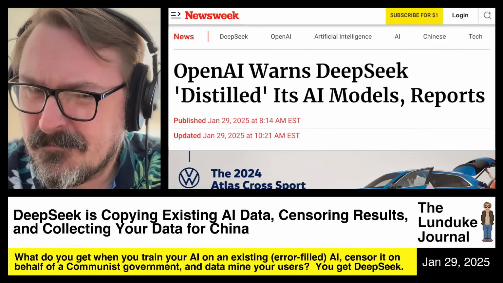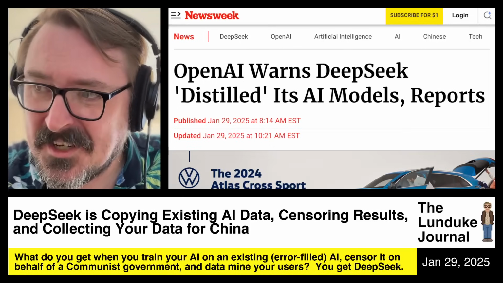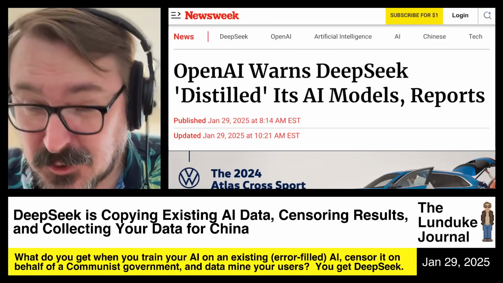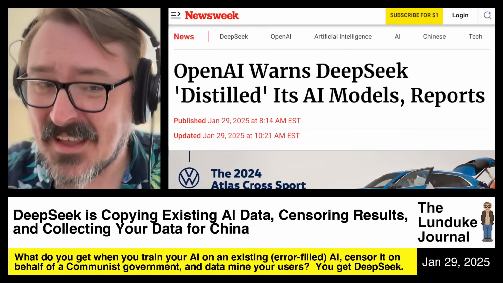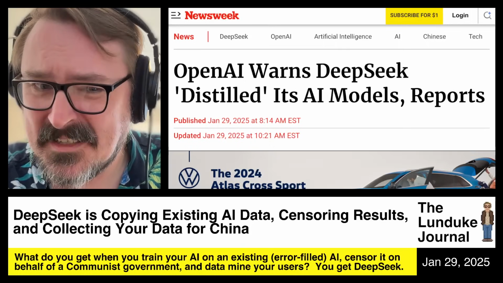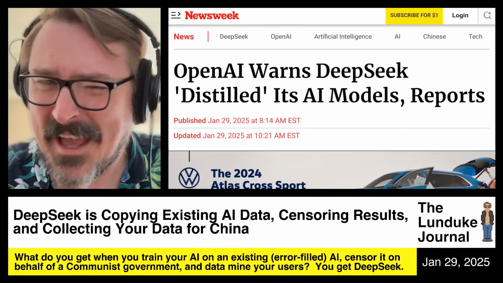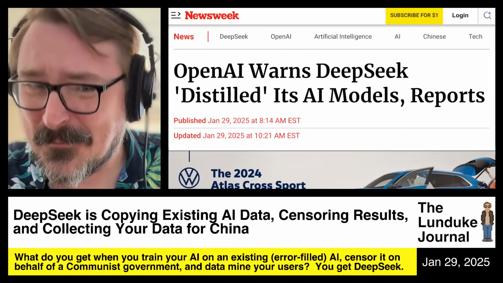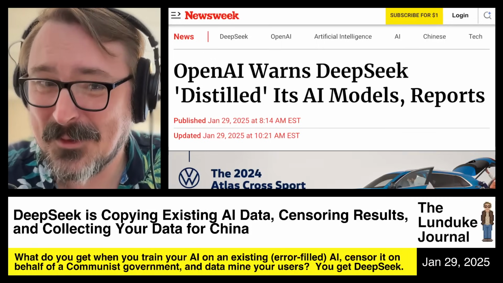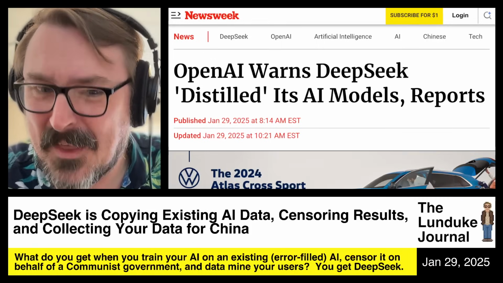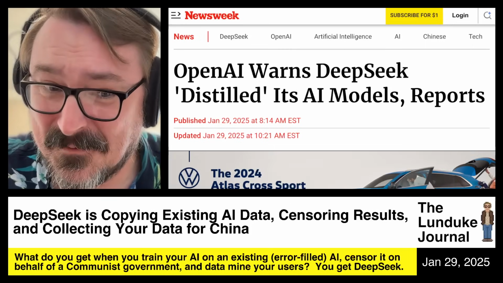What do you get when you train a brand new artificial intelligence system on an existing, extremely error-filled and error-prone AI system? Then censor your brand new AI system on behalf of a communist government, and then use that new censored, error-filled AI system as a data mining operation for the people that use it inside of that communist government. Well, you get DeepSeek. Holy heavens.